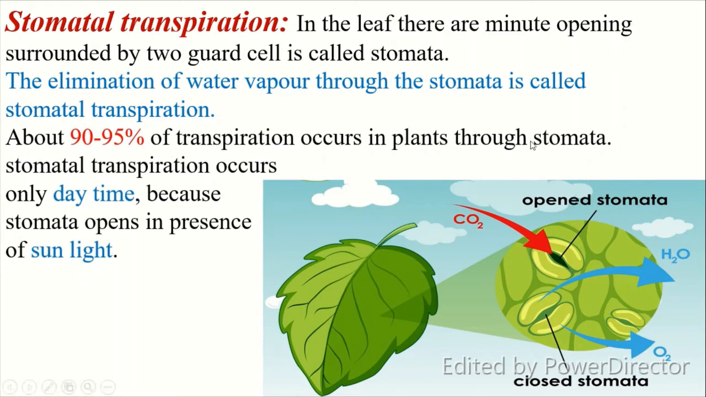About 90 to 95% of transpiration occurs in the plants through stomata. Stomatal transpiration occurs only in daytime because stomata open in the presence of sunlight.